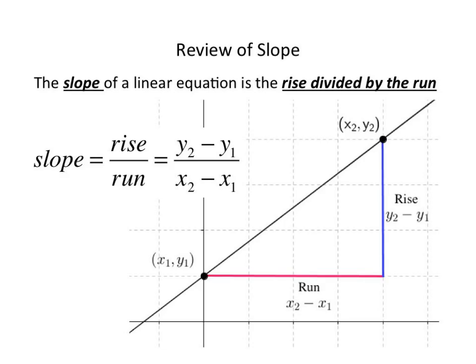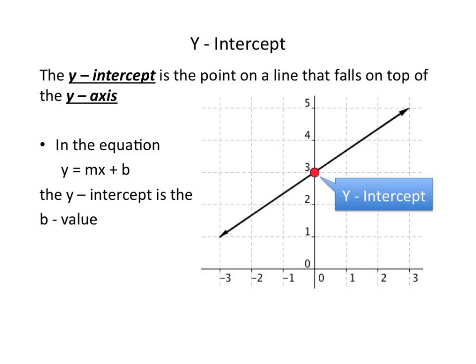The key thing we want to remember, though, is that slope is really telling us how steep a graph is, right? How far up versus how far over we're going, and that this is the m value in our equation.